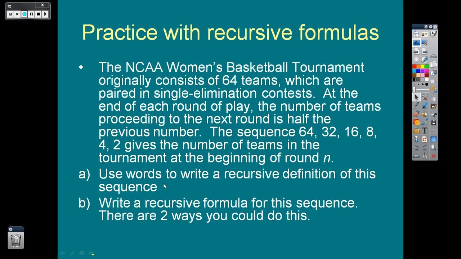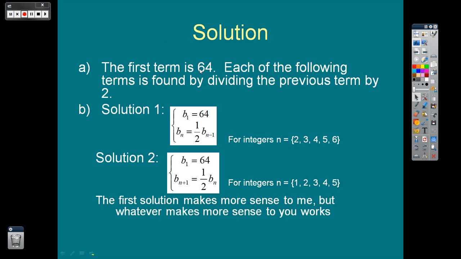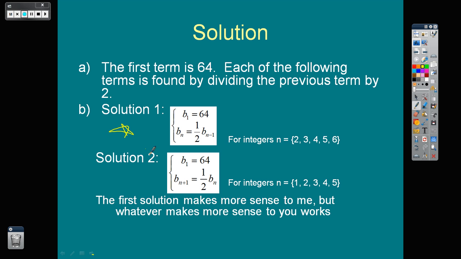So use words to write this out. How could we write this out with words? Well, you could say the tournament starts with 64 and each day it's cut in half, or it's multiplied by 1/2, or divided by 2. Here we go. The first term is 64. Each of the following terms is found by dividing the previous term by 2. Here's how we can write it. There are options here, and I almost always do this one. In fact, I always do that one. I do not do this one, but this is an option.